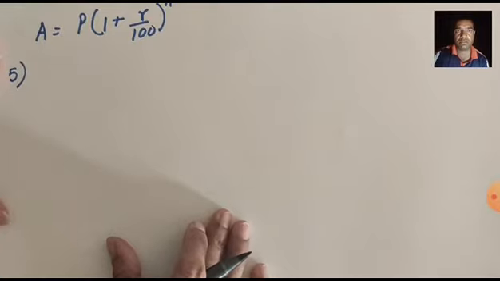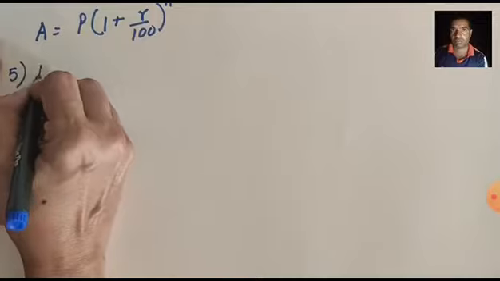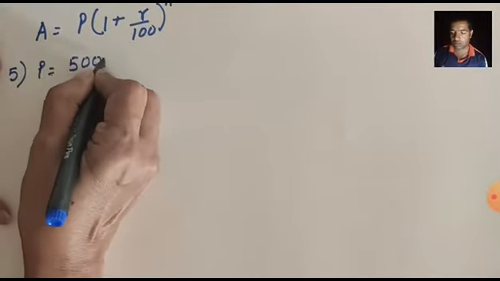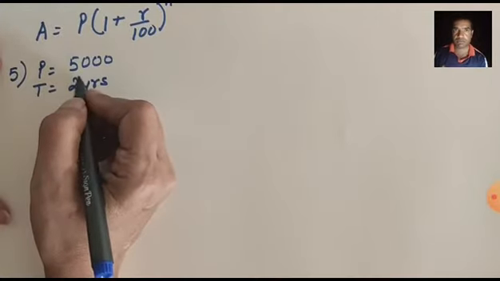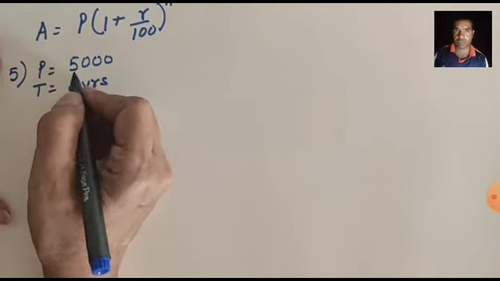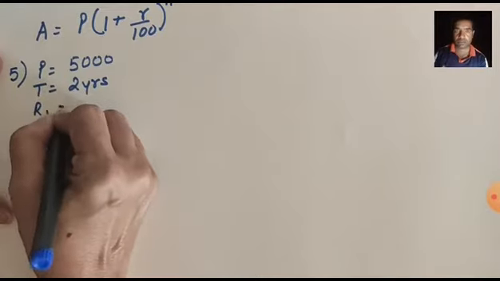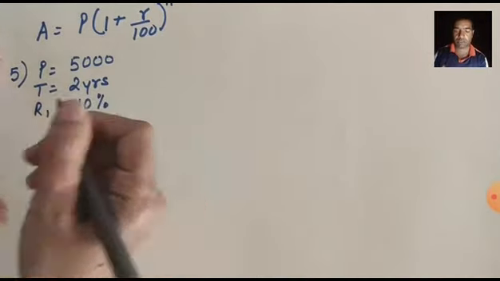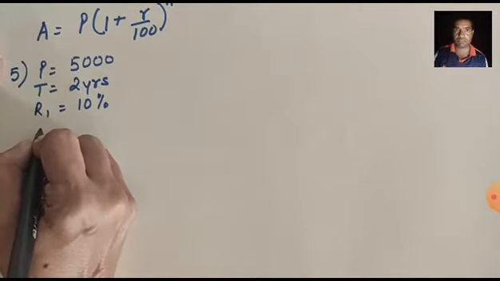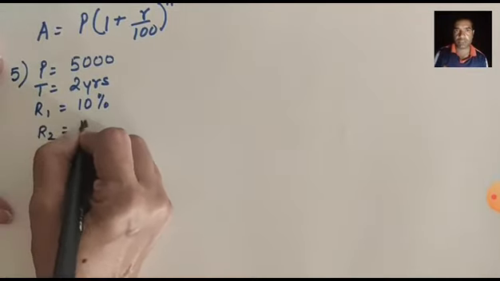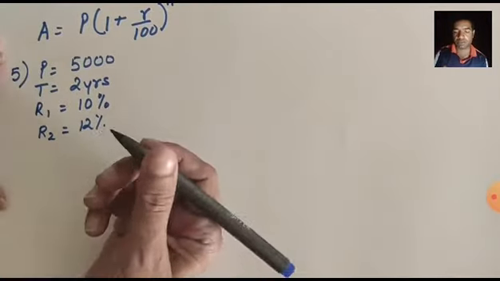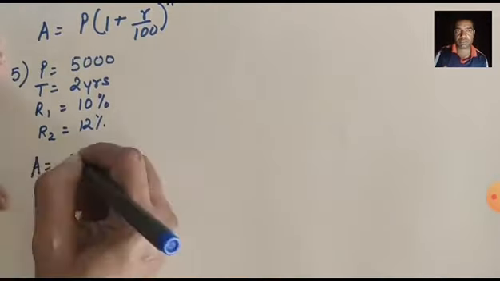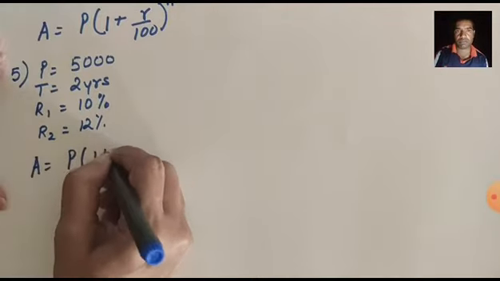Now we will see question number 5 by using this formula. Calculate the compound interest. Principal is given 5000, T is given 2 years, and the rate of interest is given 10%, 12% respectively for the separate years. R1 is 10% and R2 is 12%. I have already put the photocopy of the exercise.